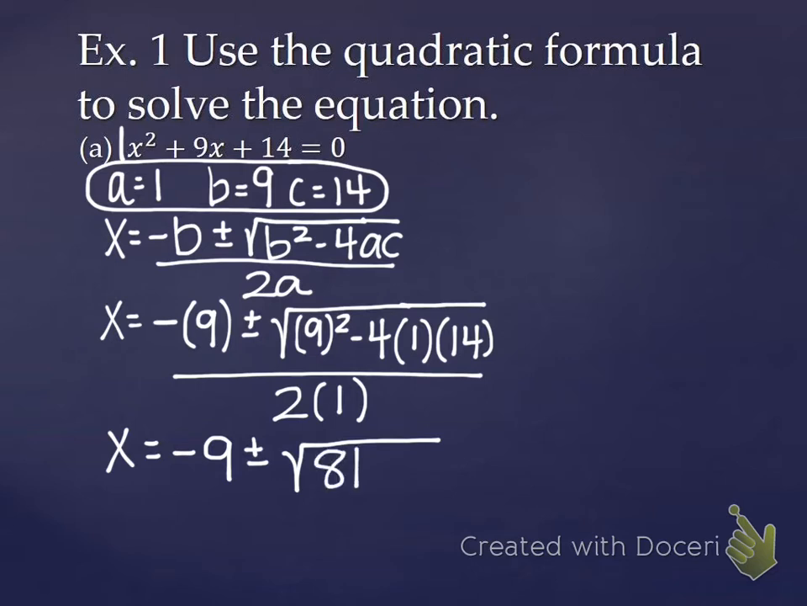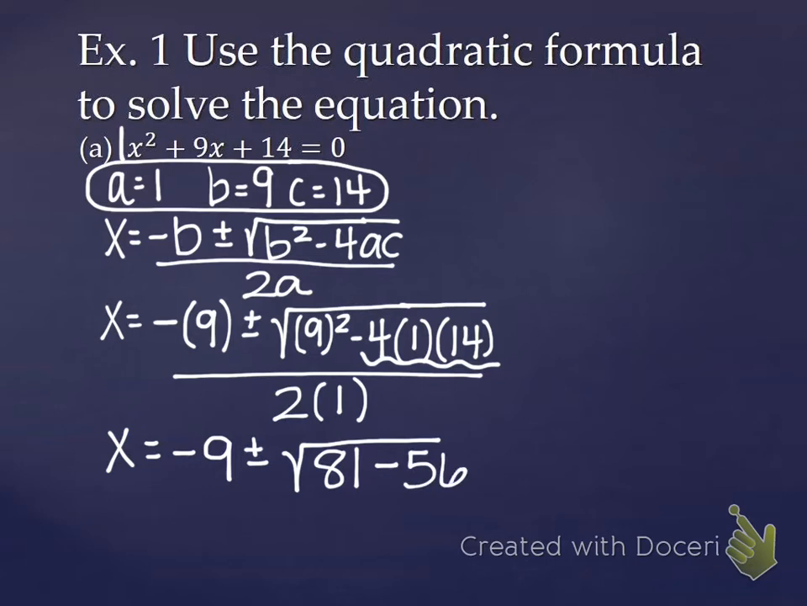81. Good. Now, let's focus on this part of the problem, Tito. How many negative signs are there in that portion of the problem? Which is an odd number. So is my answer right there going to be plus or is it going to be minus? It's going to be minus because we have an odd amount of negative signs. Now we can just focus on 4 times 1 times 14. What's 4 times 1 times 14?